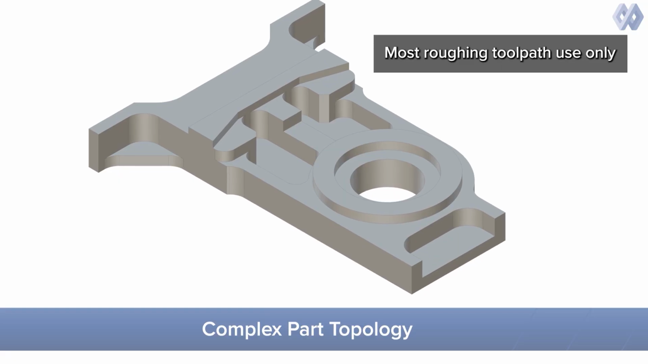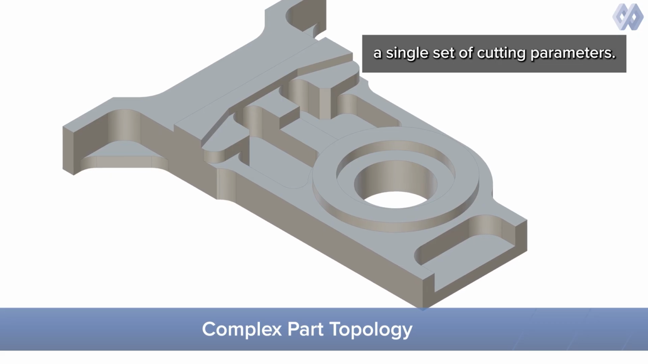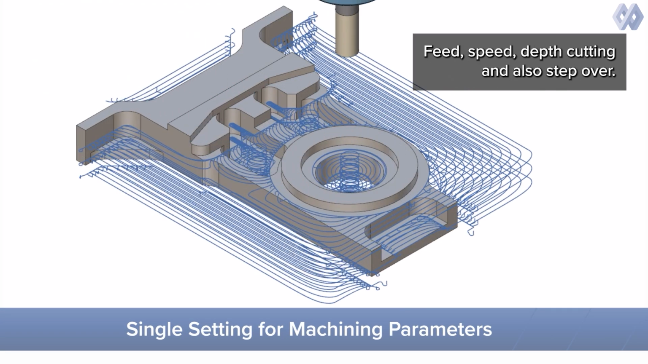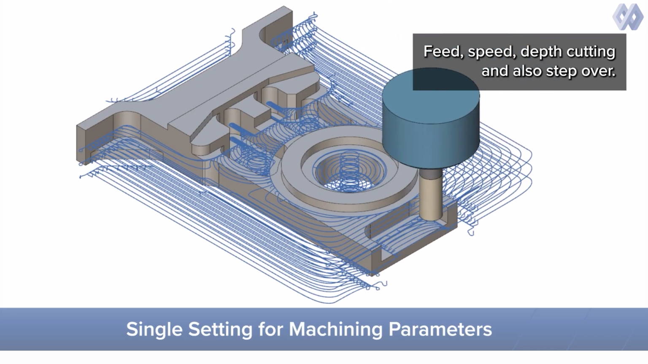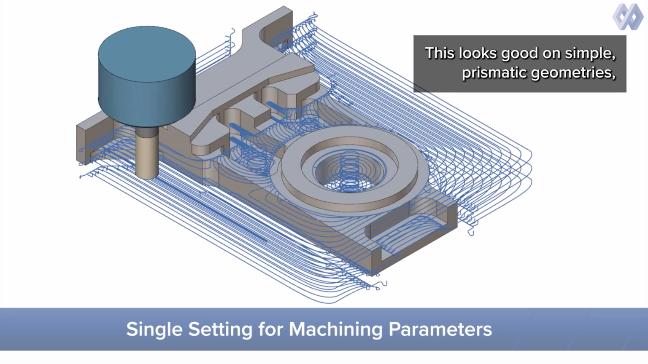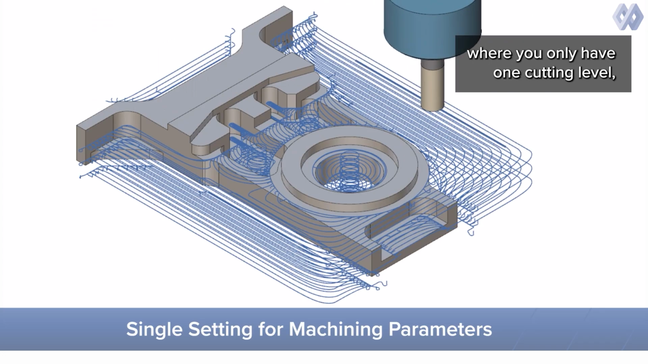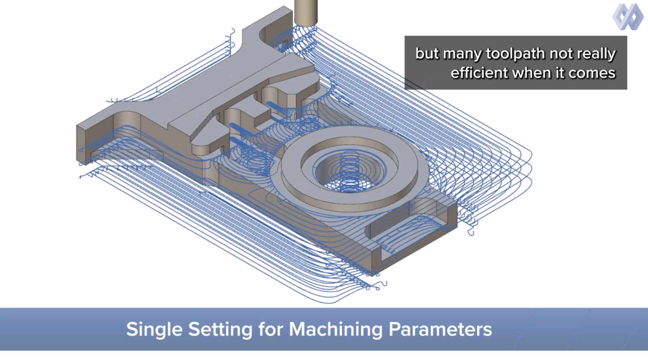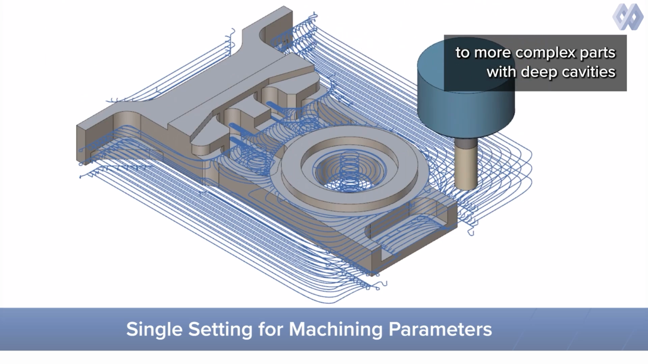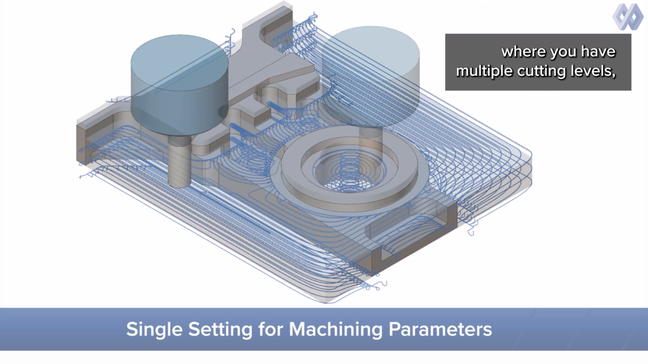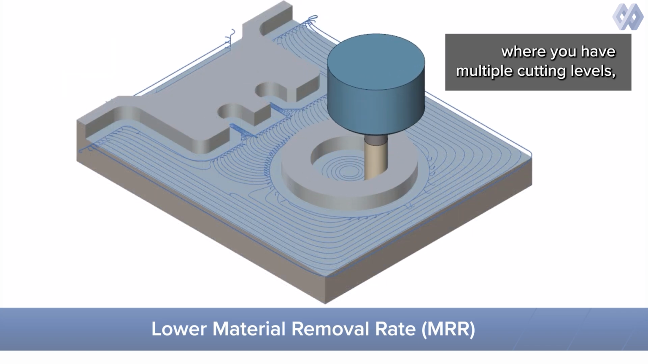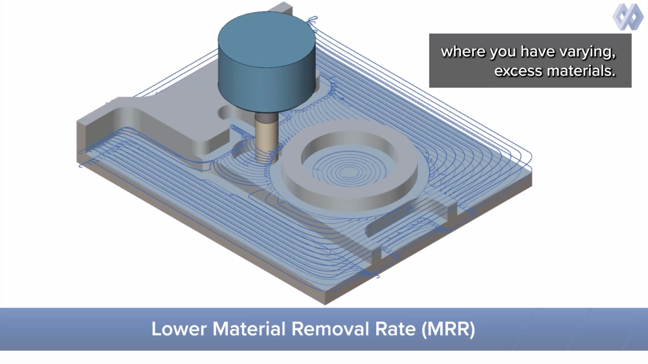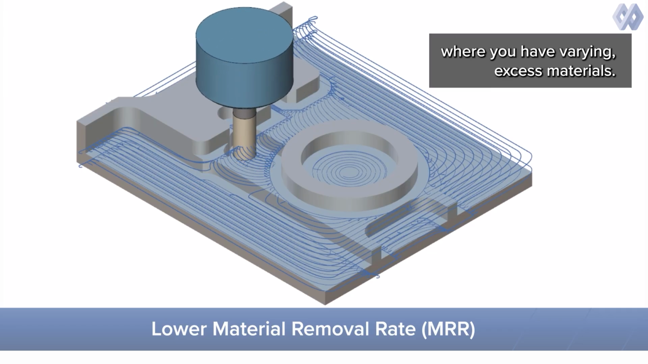Most roughing toolpaths use only a single set of cutting parameters: feeds and speed, depth of cut, and also the step over. This works well on simple prismatic geometries where you only have one cut level. But many toolpaths are not really efficient when it comes to more complex parts with deep cavities where you have multiple cut levels, and also many small areas with varying excess material.